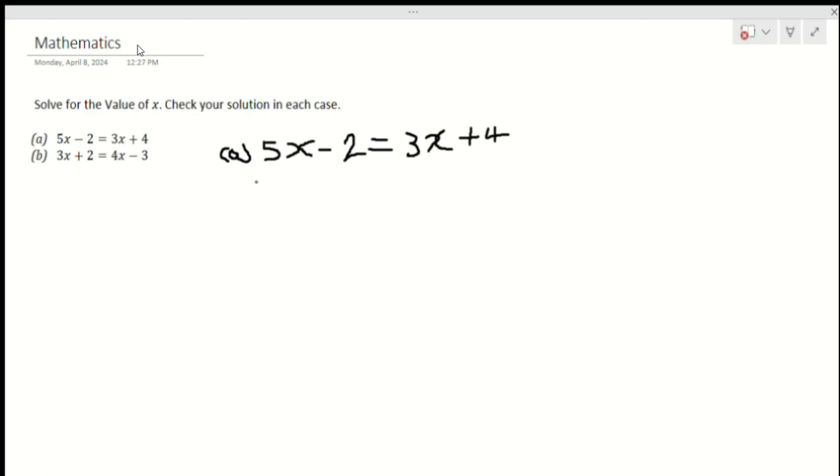So it would be 5x minus 2. Now we're going to add our 2. Whatever I do to one side, I have to do to the other. So I plus 2 here, and then I would have to put a plus 2 on this side as well.